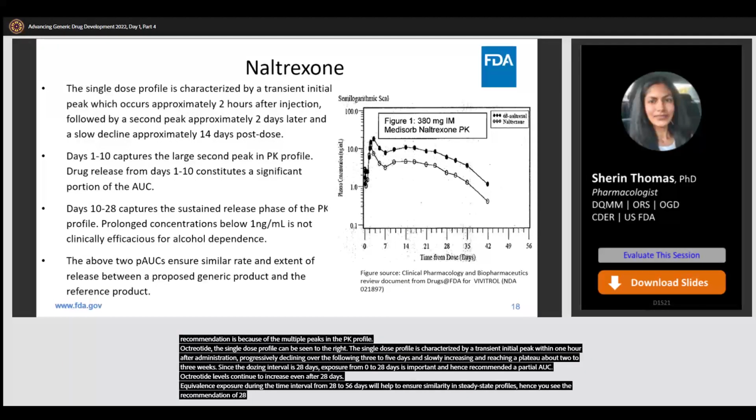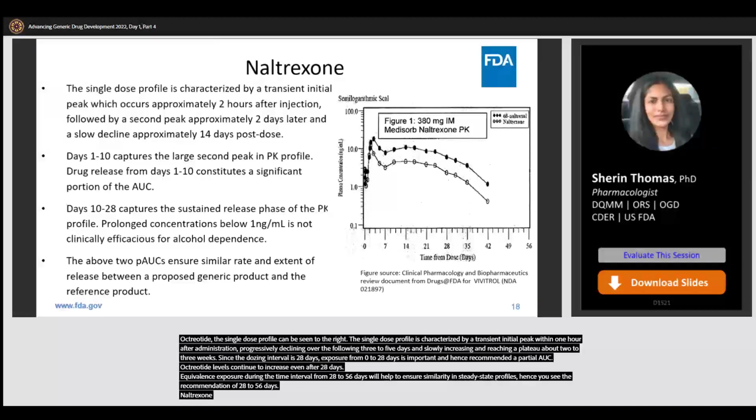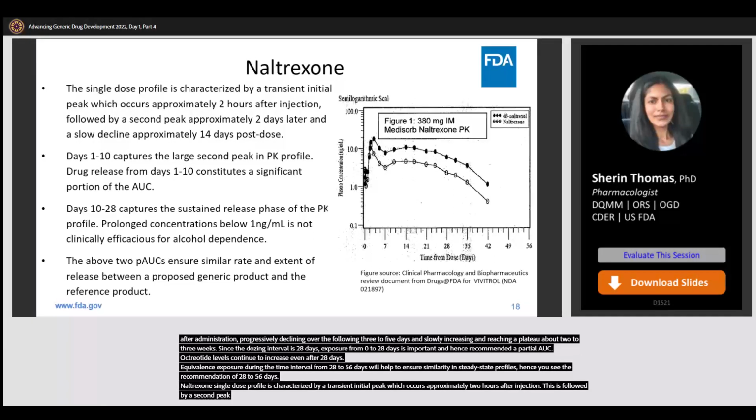Naltrexone single-dose profile can be seen to the right. The single-dose profile is characterized by a transient initial peak which occurs approximately 2 hours after injection. This is followed by a second peak approximately 2 days later and a slow decline approximately 14 days post-dose.